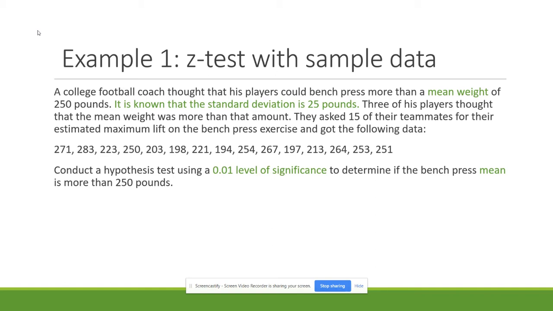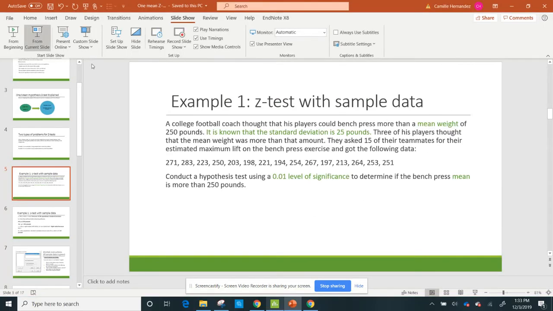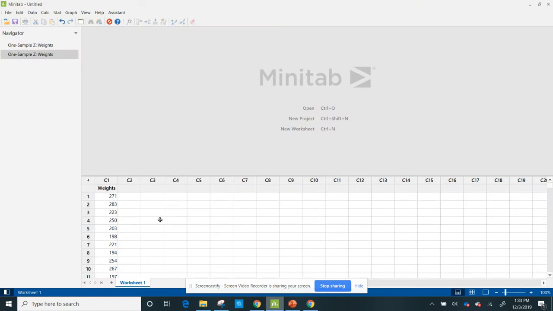than 250 pounds. So, I'm given a population standard deviation because it tells me it is known that the standard deviation is 25. I'm also given a population mean of 250 pounds. I'm also given a level of significance, and I'm given sample data. So I'm going to take that sample data, put it in Minitab, and answer this question. So I'm going to go to Minitab. I'm going to open it up.